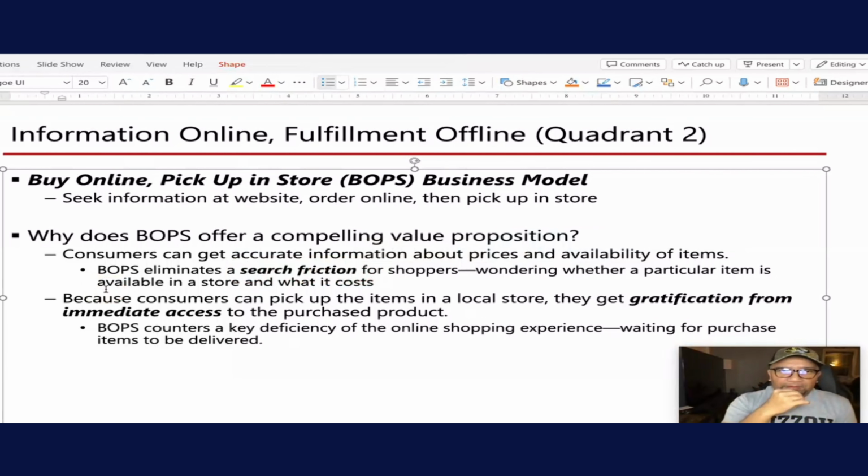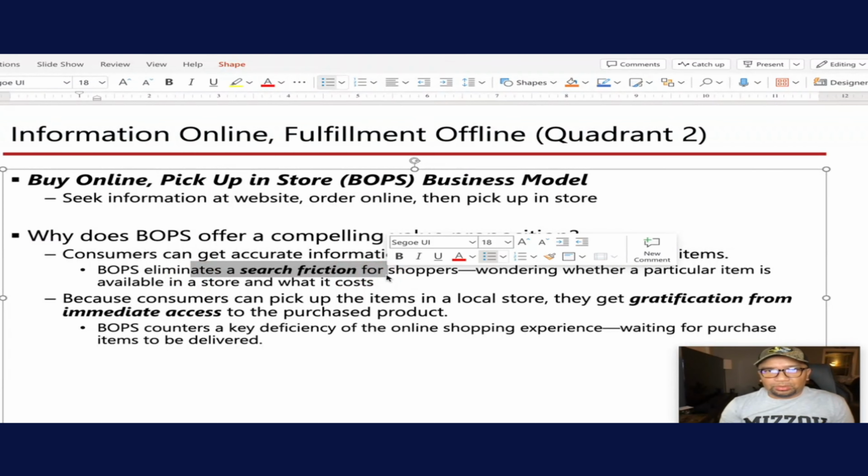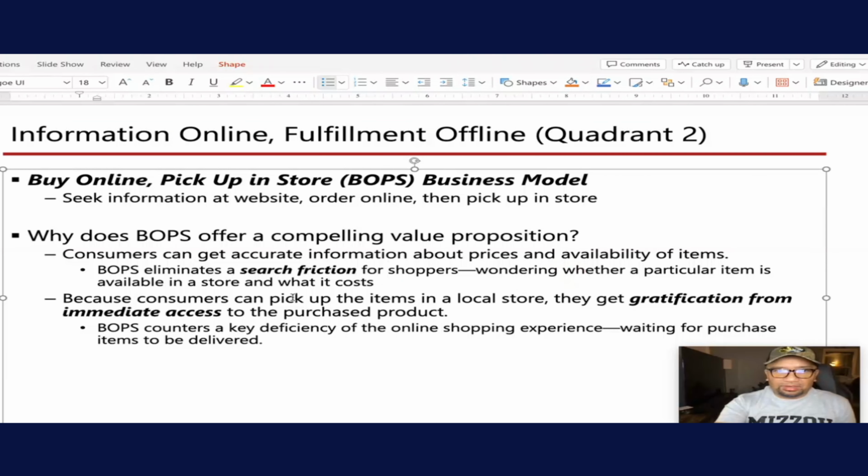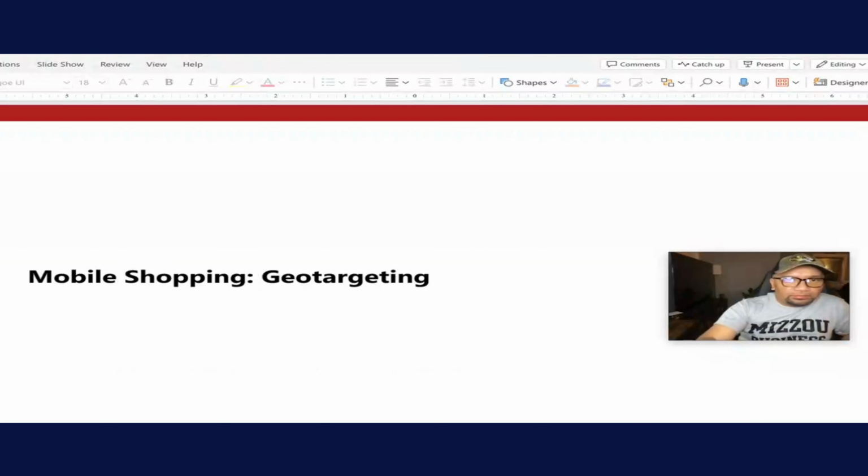So this buy online, pick up in store business model, I've already kind of touched on that, right? That's certainly something that many consumers like because it eliminates search friction. You don't have to wonder whether a particular item is available in store and what it costs, because it's there. You did your research online and you bought it online, so you can just go to the store and pick it up.